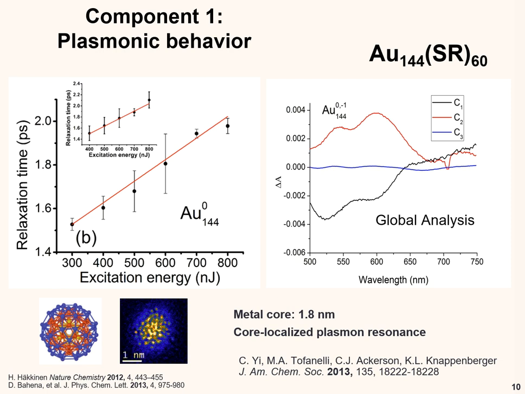But we need to distinguish it from the surface plasmon, because the crystal structure of gold 144 is slightly different. It has 114 atoms as a core, and a gold-thiol unit as a shell. This is a core-shell structure, and on the shell is the ligand structure. The shell does not support a surface plasmon; only the core supports a plasmon resonance. We name it the core-localized plasmon resonance to distinguish it from the typical, traditional surface plasmon resonance.